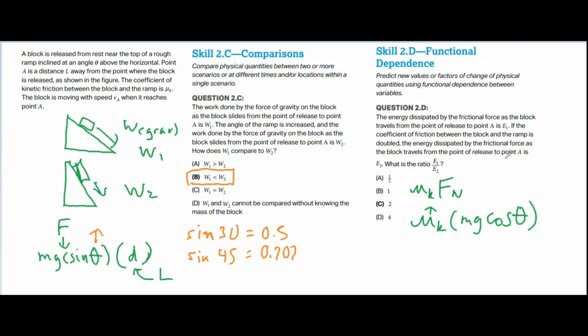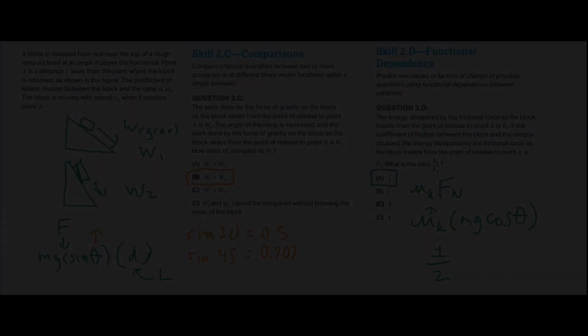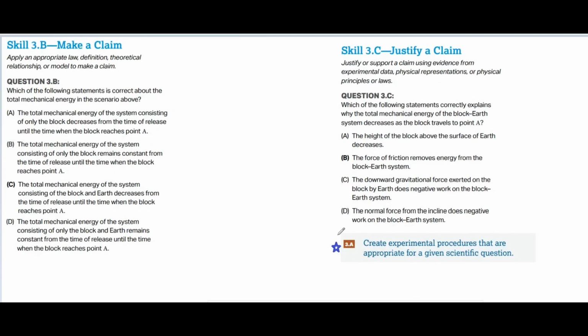Which would mean that E1 is a single value of energy, and the next one, with mu k doubled, would have to be double as well. This one, it says the bolded answer is 2. I believe the answer is 1/2, and I checked with a couple of other physics teachers as well, and they agree that it's 1/2. So maybe there's something I'm missing in the question there, but it seemed to me that it was kind of obvious. If you double the coefficient of friction, then you have more force, therefore you have more energy dissipated, and your answer should be A. For the last 3 skills, we have 3A start over here on the bottom.